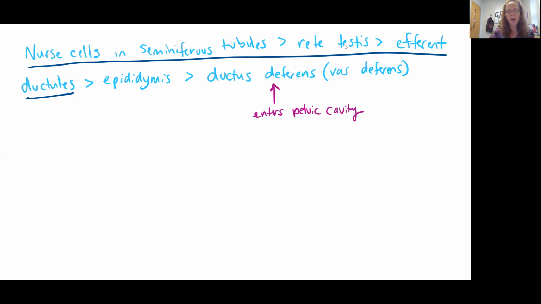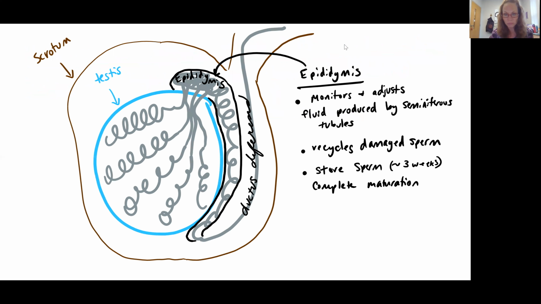Okay, so we've been already seeing that the sperm are produced in the nurse cells in the seminiferous tubules, moving from there to the rete testis, to the efferent ductules. All of that is still inside the testis. From there, the sperm will move into the epididymis and then into a tube called the ductus deferens, or what I have more commonly referred to as the vas deferens. This is the tube that will actually leave the scrotal sac and enter the pelvic cavity.